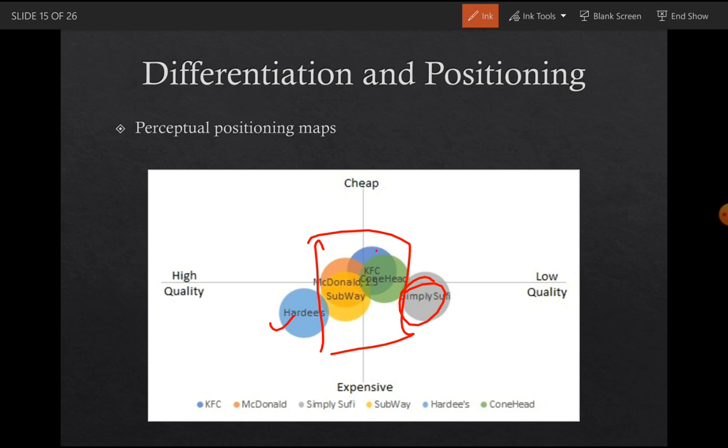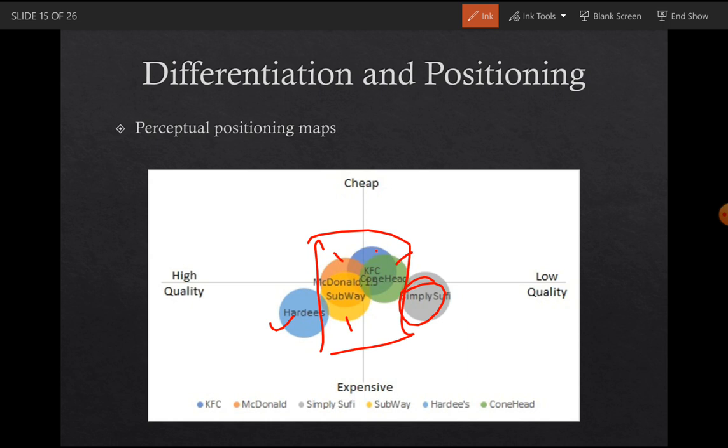So KFC is over here. McDonald's, ideally speaking, is very economical, and Subway is a little more expensive than McDonald's, I believe. Whereas Coneheads is a little far away from KFC, McDonald's and Subway. It's just a little behind. It's a little low quality, and on an absolutely average price.